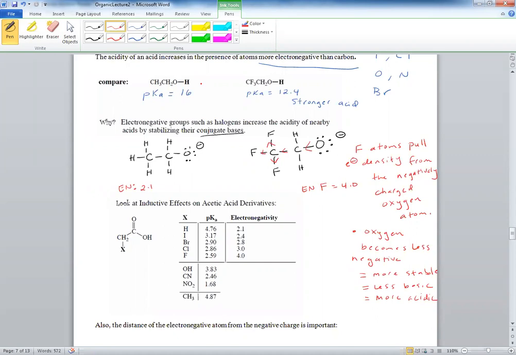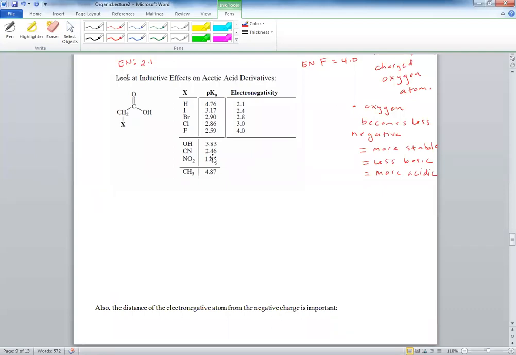So when we look here, let's look at the inductive effect more broadly. We have a carboxylic acid derivative here, and we have X. Now, X could be any of these atoms or groups. That's all we're saying here. And we want to look at some patterns here. Now, again, looking at the acid is not going to do it. So what you need to do is draw the conjugate base of this. So where are we going to remove that H from?